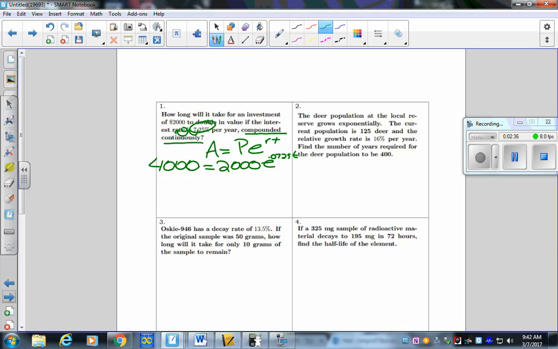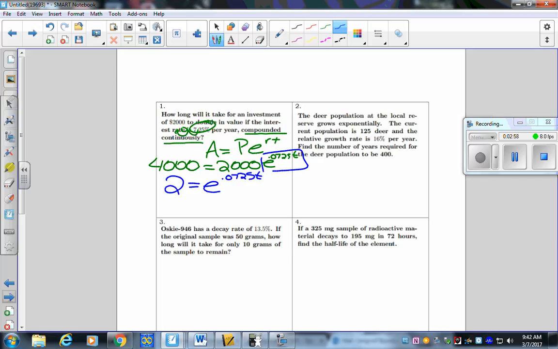Now we're just solving an exponential equation. Before we can take the log of both sides, because I highly doubt we're going to find a common base here, we have to isolate the exponential function, which is this part right here. We need to get that alone. We can divide both sides by 2,000, which leaves me with 2 equals e to the 0.0725t.